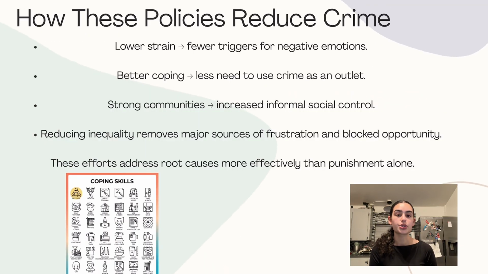How these policies reduce crime. These policies reduce crime in several ways. They lower strain by improving access to resources. They help people develop healthier coping strategies so they don't turn to crime. They strengthen communities, making informal social control stronger instead of simply reacting to crime after it happens. These interventions target the root causes, which makes them more effective than punishment alone.